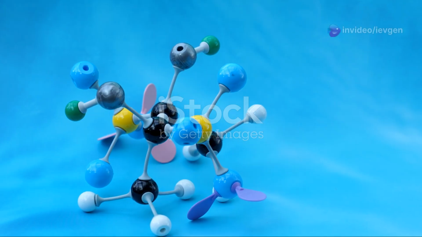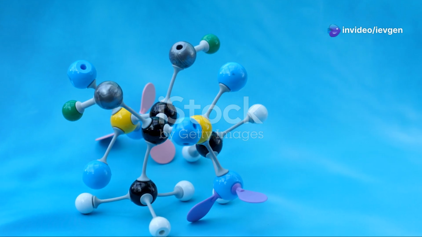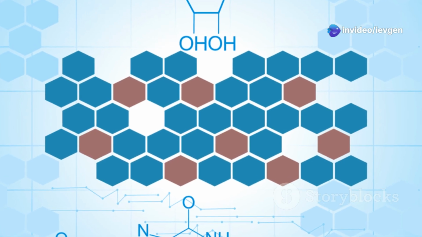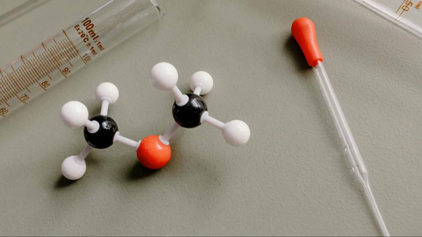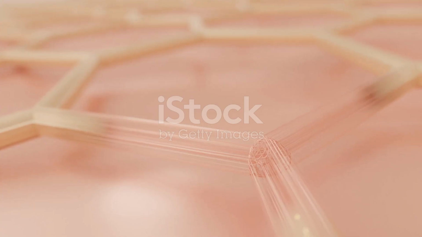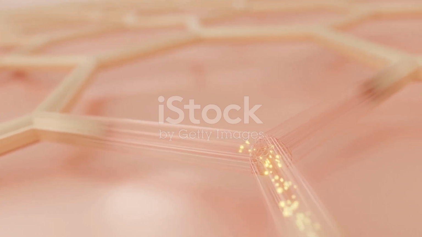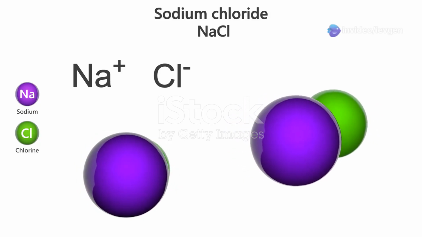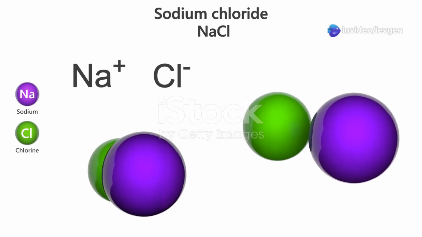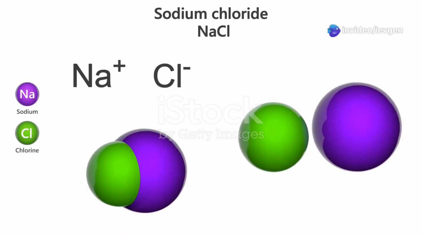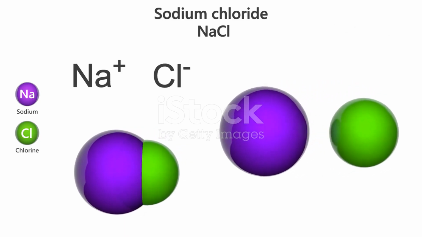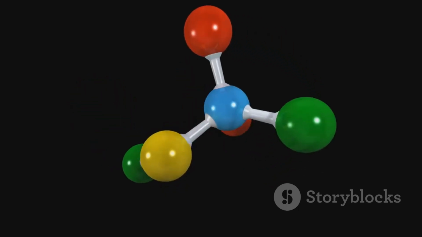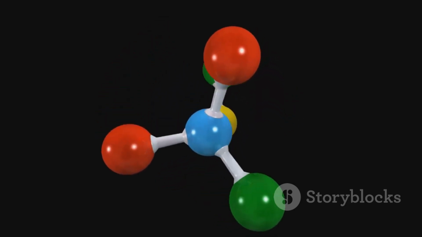There are various types of chemical bonds, but the two most common are ionic bonds and covalent bonds. In ionic bonds, one atom donates an electron to another atom, creating oppositely charged ions that are attracted to each other. Table salt, or sodium chloride, NaCl, is a classic example of an ionic bond, where sodium, Na, loses an electron to chlorine, Cl.